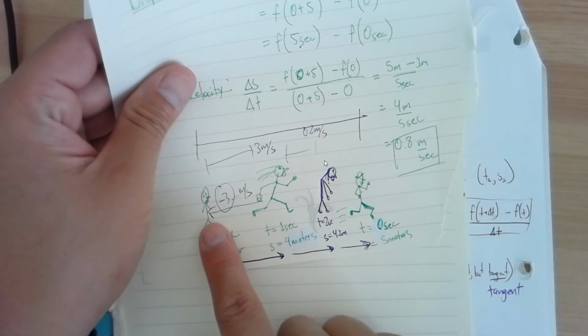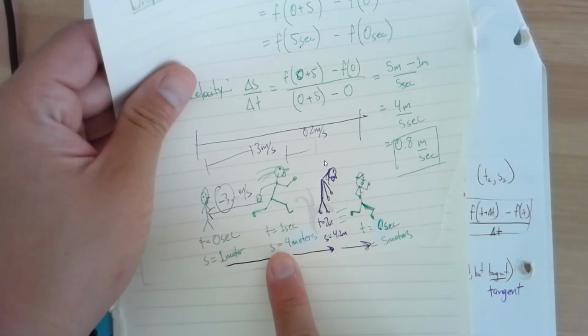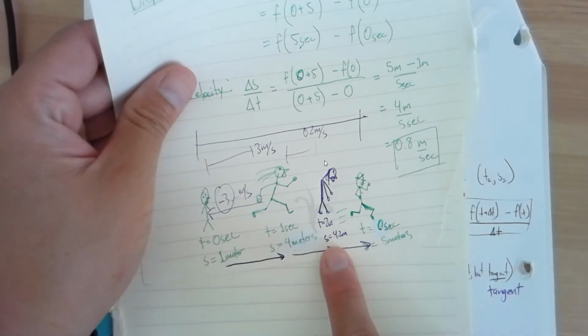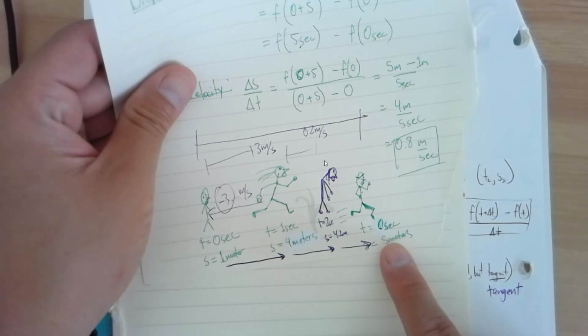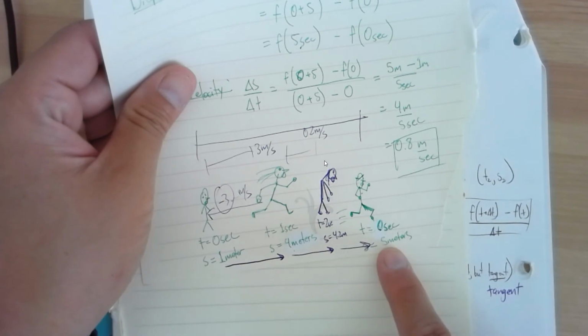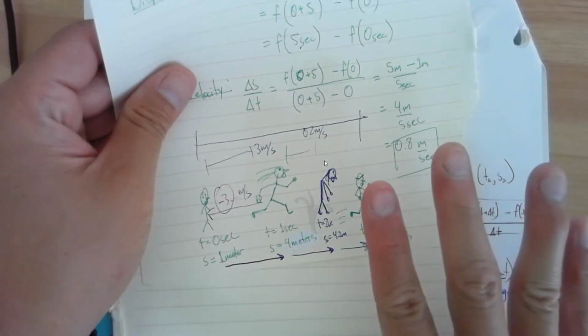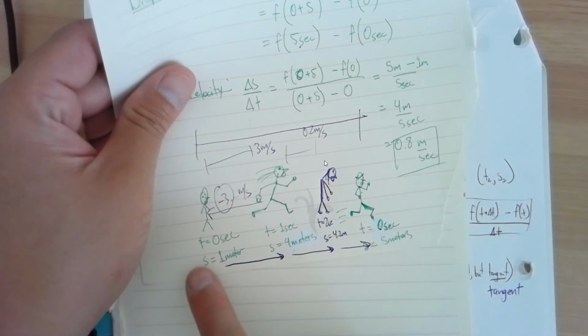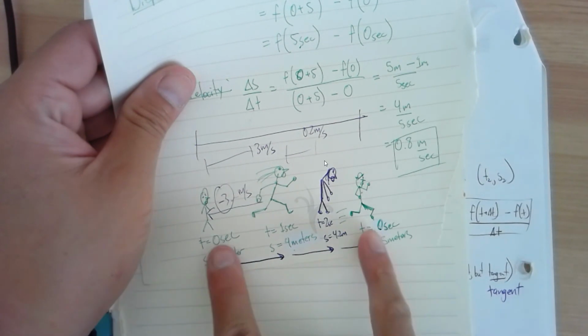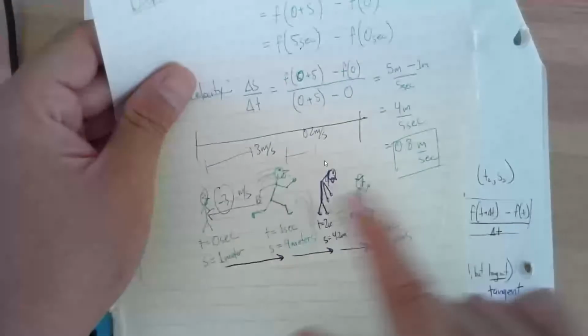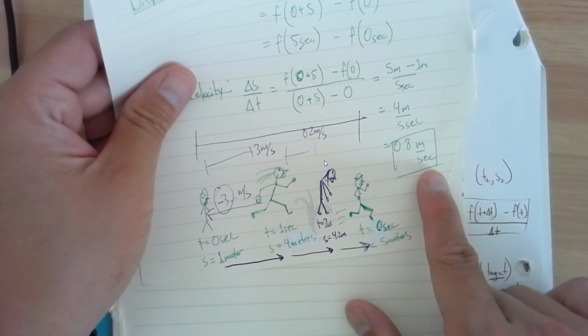So again, you have position. He's now at 4 meters at 1 second. At 2 seconds, he's at 4.2 meters. And at 0 seconds, he's at 5 meters, right? Okay, good. We got that. The average change from here to here, that's average velocity. And it's about 0.8 meters per second if I had taken the average.